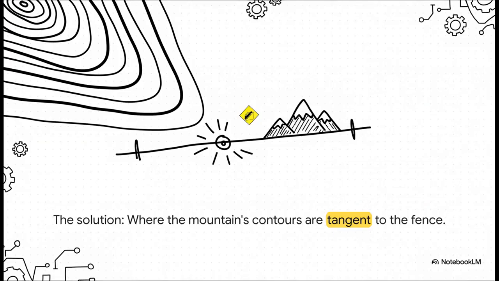And here it is. The answer isn't some random point. It's this very specific, very special spot. It's the point where the contour lines of the mountain, the lines that mark constant elevation, just gently kiss the fence. That single point of contact, that tangency, that's our solution.